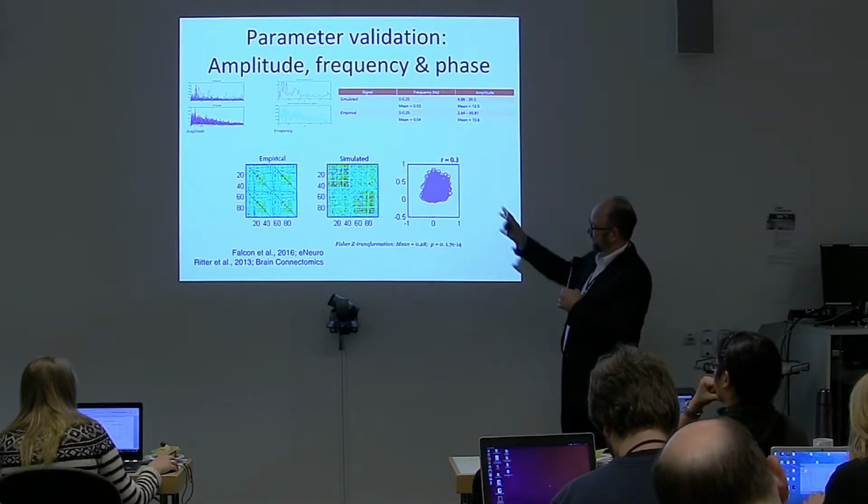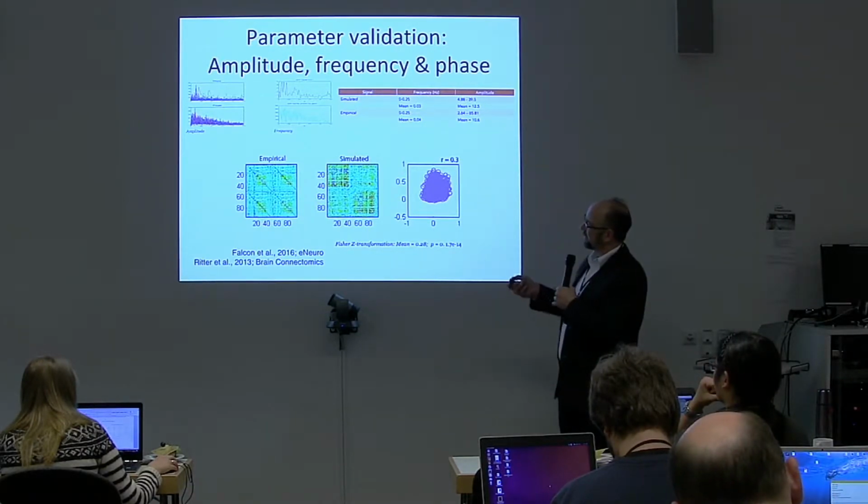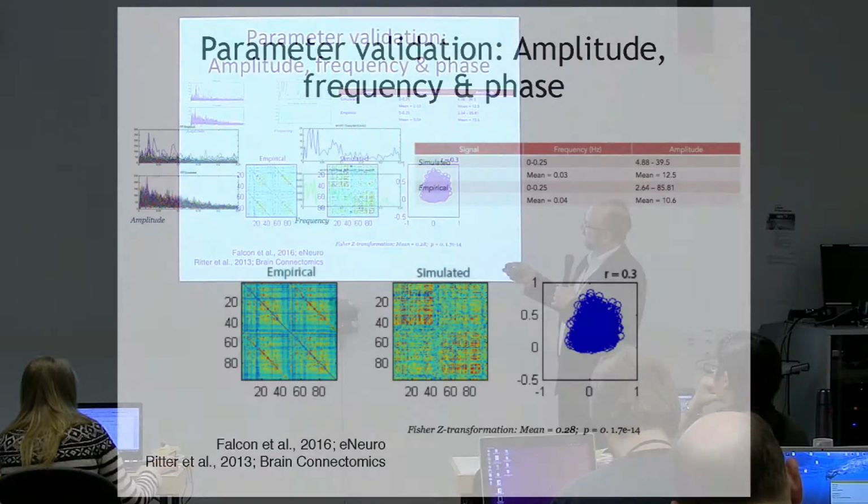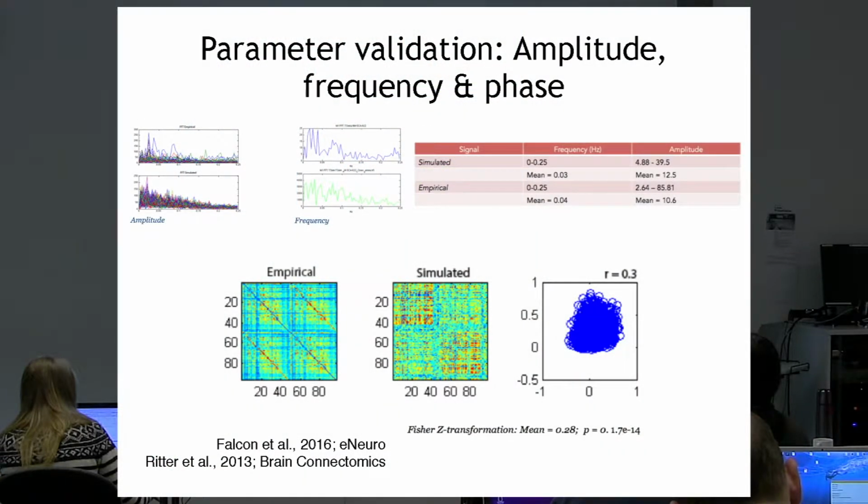This is actually from the stroke individuals' data sets. For instance, you can look at the spectral power of the simulated versus the empirical data, amplitude, the overall variations in amplitude of the empirical and simulated data, and then the actual functional connectivity itself. Again, the empirical data, simulated data, and the correlation. The maximum correlation we can get in this particular case is about 0.3 across the entire matrix.